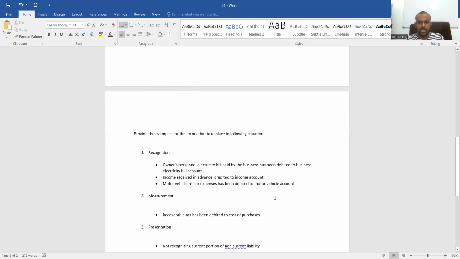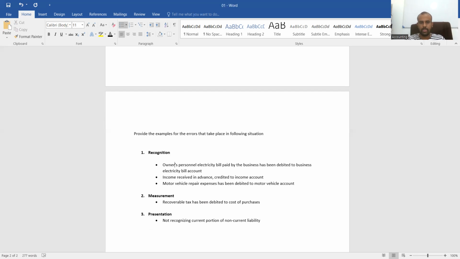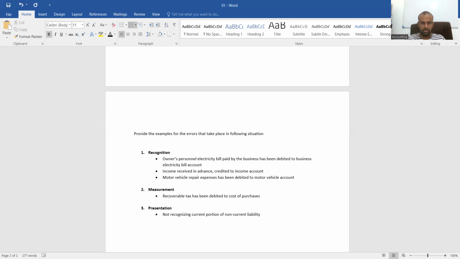When presenting a non-current liability, if you take a bank loan, there is an installment you pay in the next 12 months. That installment should be presented as a current liability. But if we did not present it, there is a presentation error. All these are errors that take place in each stage of accounting: recognition, measurement, presentation and disclosure. Right, could you write that down please? If you have any questions, please raise them up.